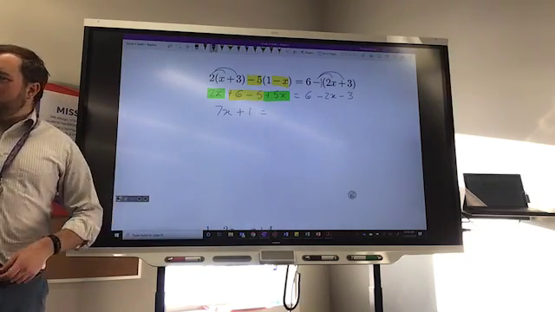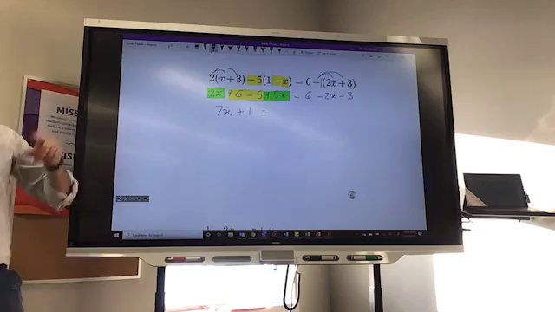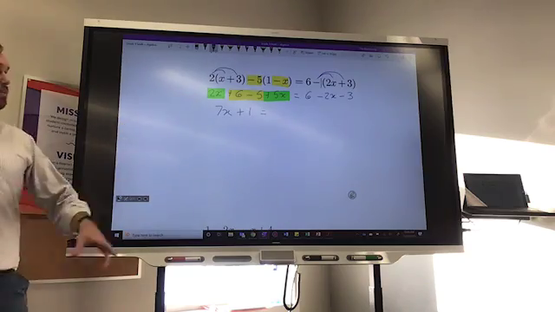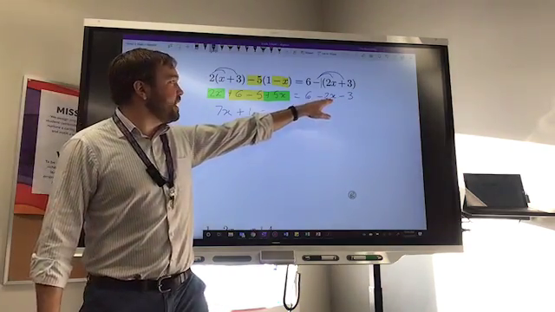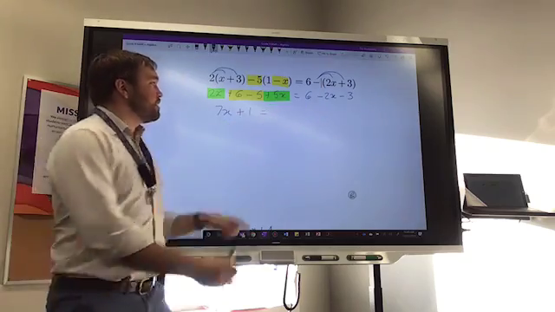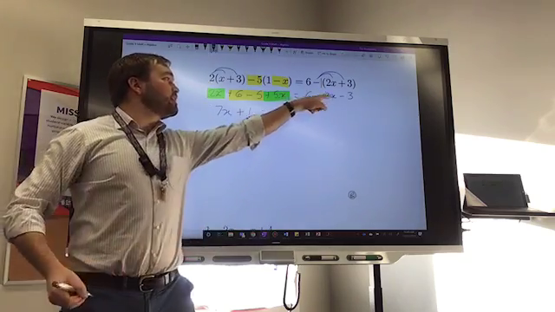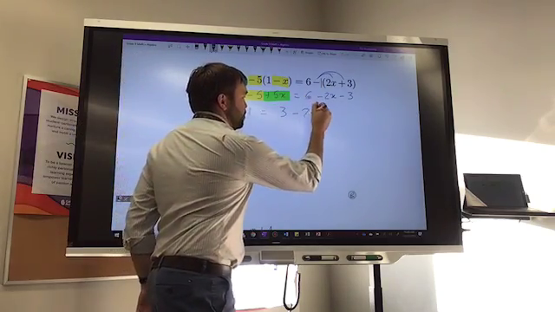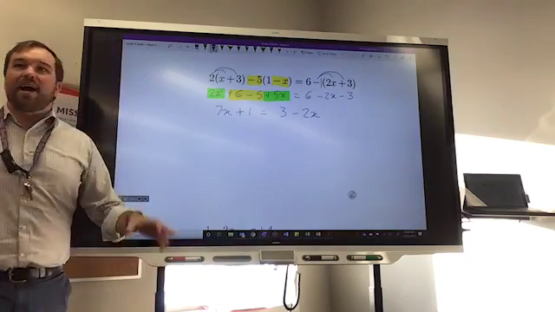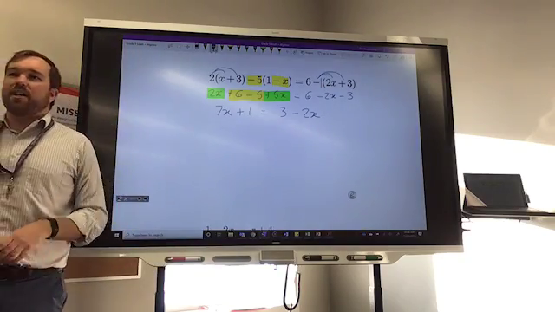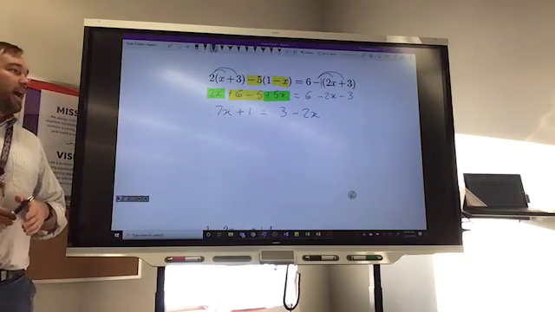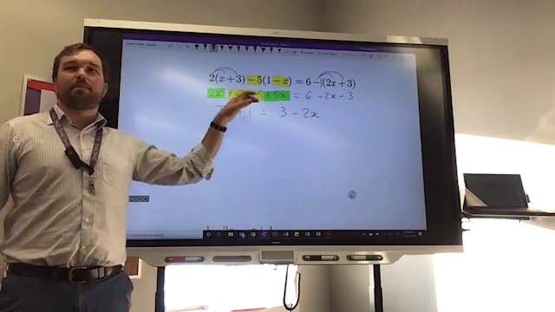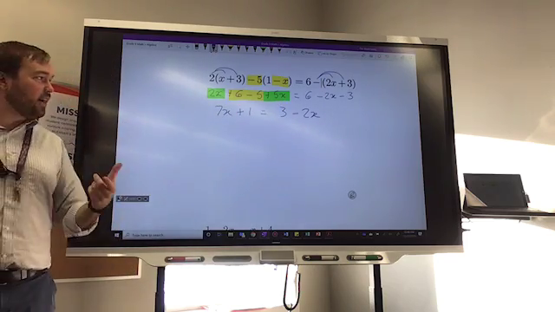Alright, let me know if I'm going way too fast. On the other side of the equation, there's nothing to play with, there's nothing like with the x, but the numbers combine to make 3. 6 take 3 is 3 minus 2x. And now we're in familiar territory. This looks like what we're doing in level 6 and level 8. So where we had x's and numbers on both sides, it's looking nicer for us.